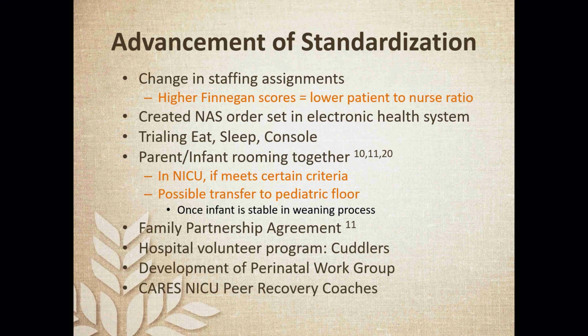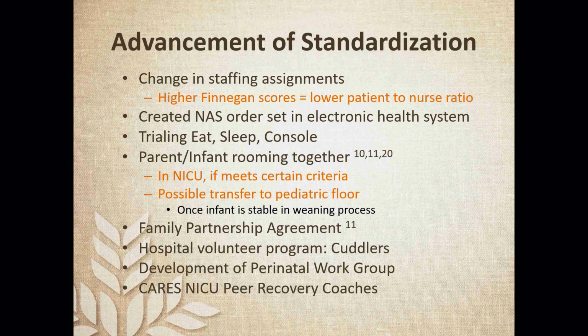Other stuff that we really tried to work with our staff on, as far as advancing the standardization for these babies, is the change in staffing assignments. If we have babies who have higher Finnegan scores, such as scoring greater than 8, and we're really not able to get that score down with non-pharmacological treatment, we really try to lower the patient ratio. We typically will try to have one nurse have 2 patients, so that they're able to spend more time trying to keep that baby from going on morphine treatment if needed.